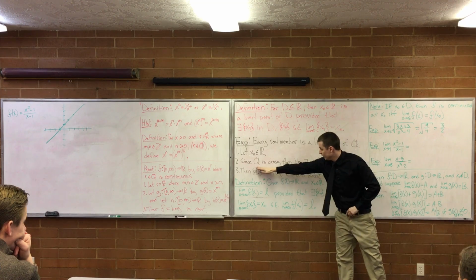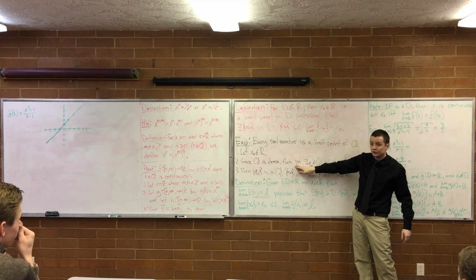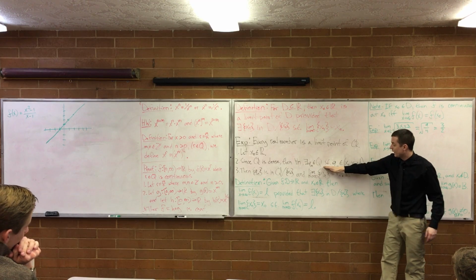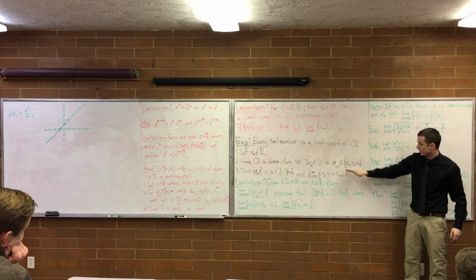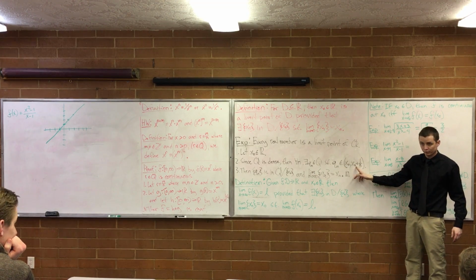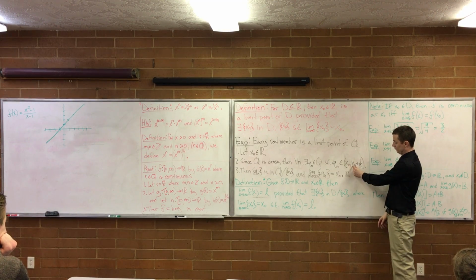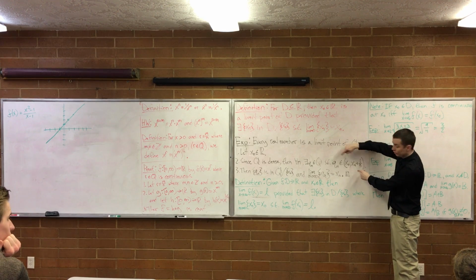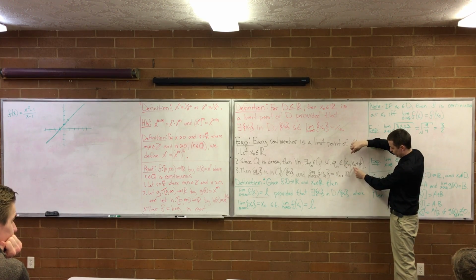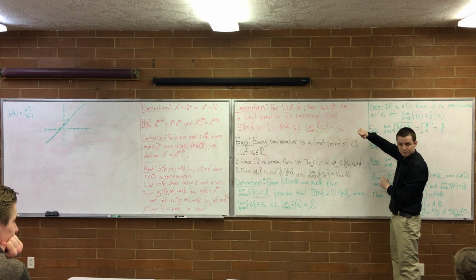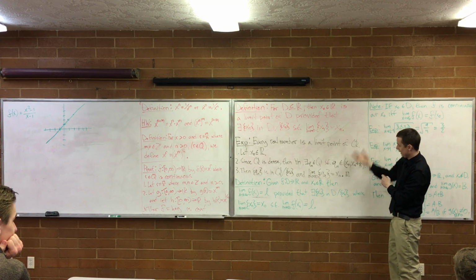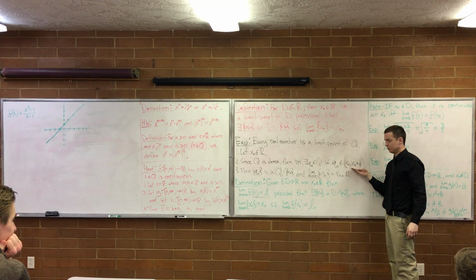So let's read it now. Since Q is dense, then for all natural numbers n, there exists a rational number such that that rational number is in x naught to x naught plus 1 over n. What's the definition of this? So Q sub 1 is a thing in x naught to x naught plus 1. Q sub 2 is a thing in x naught to x naught plus 1 over 2. Etc. So we're making our sequence Q sub n this way.